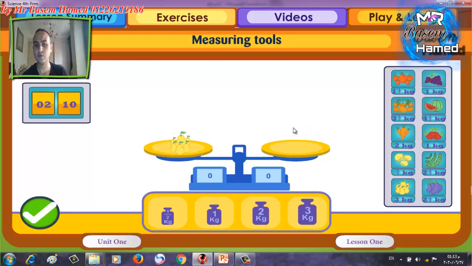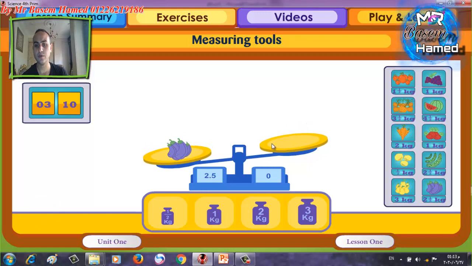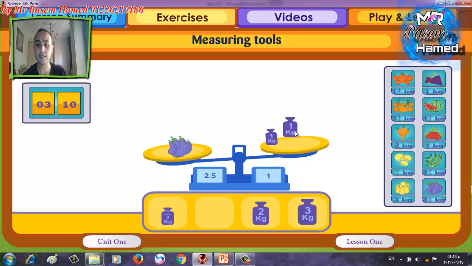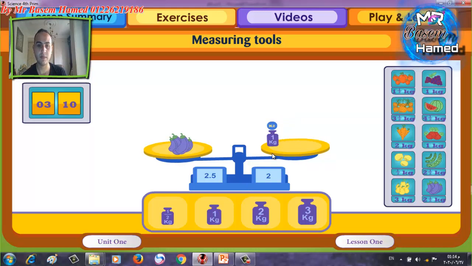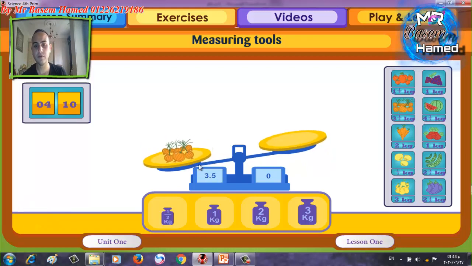Okay, this vegetable's mass equals 2.5. It may be balanced by 1 kilogram and 1 kilogram and 0.5 kilograms. Excellent.